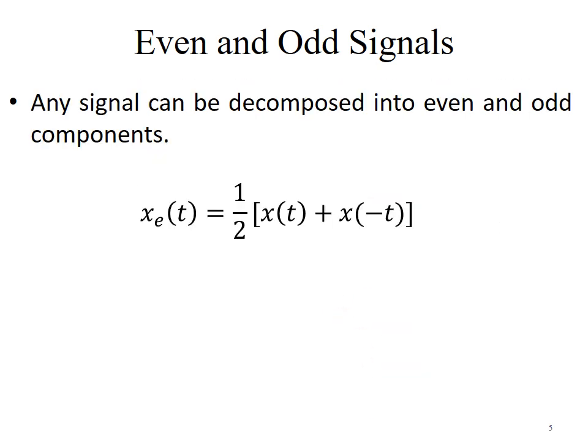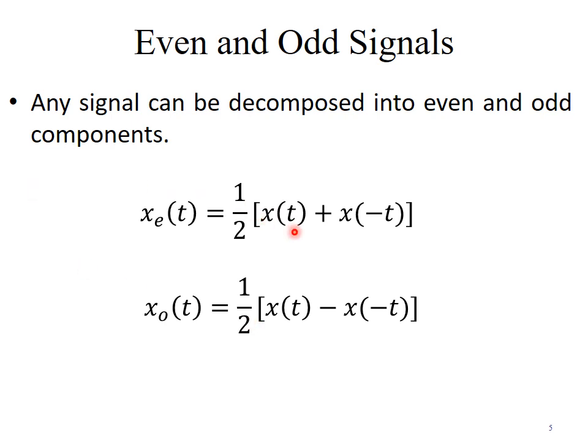Now all signals can be decomposed into even and odd components. If you want to decompose a signal into even and odd components, you can find them using two simple equations. The even part can be determined using this equation, x e of t, where e represents the even part and o represents the odd part. So x e of t equals one half of x of t plus x of minus t. And similarly, if you find the difference of x of t and x of minus t and divide it by 2, you will get the odd part.